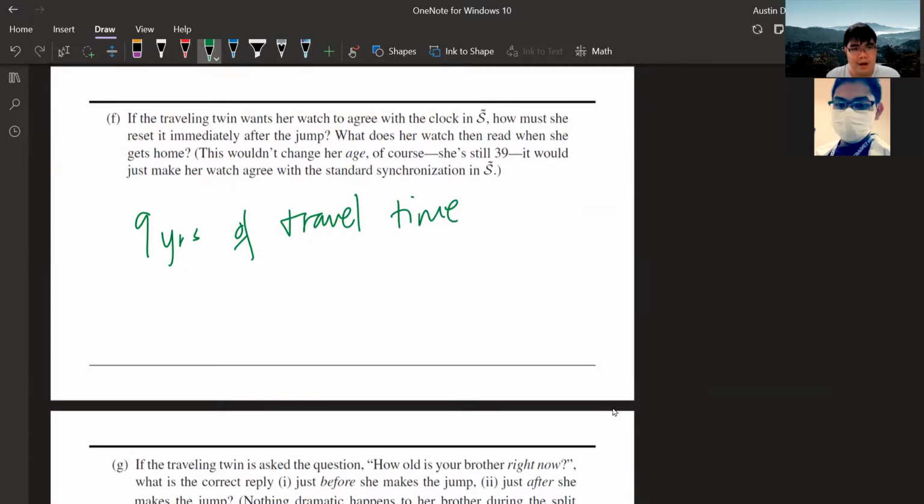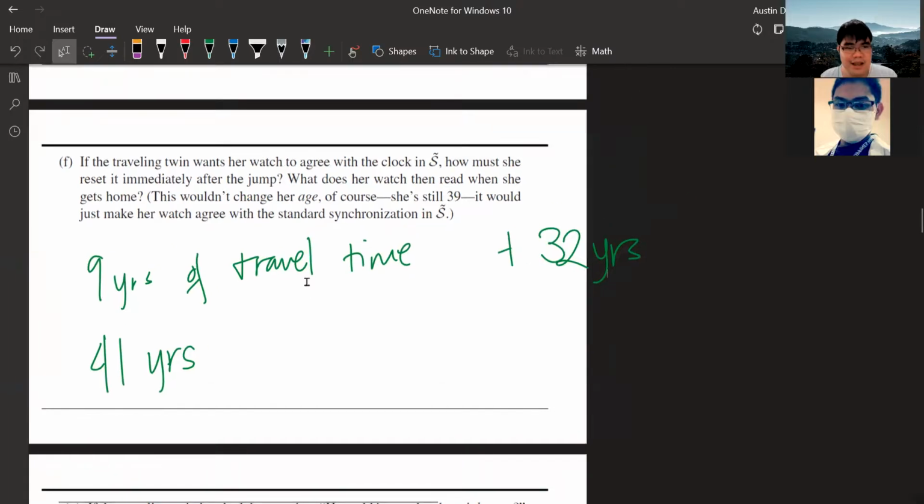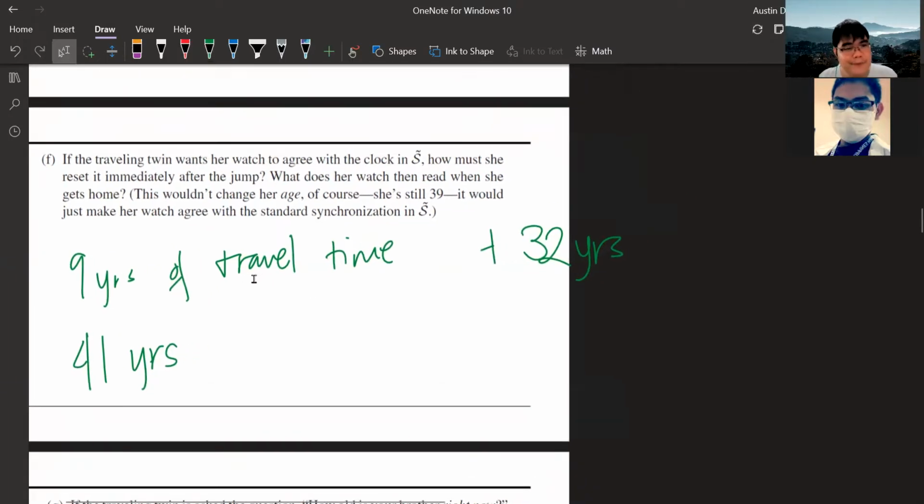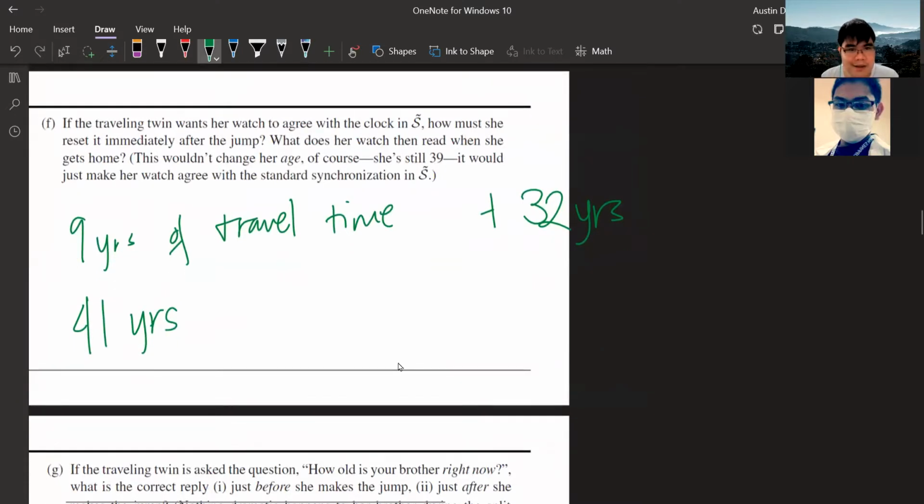Therefore, to make it up dun sa 41 years na oras dapat nung jump niya, yung legit na jump. What is legit, di ba? 41 years na nakalagay dun sa S tilde na orasan, dapat ang gagawin niya, dadagdagan niya yung oras niya ng 32 years. Okay? So, i-adjust niya ngayon yung orasan niya ng 32 years para pumantay doon sa 41 years na nakalagay doon sa orasan ng S tilde. Okay? So, pagdating niya sa bahay, that would be 41 plus 9 years. So, that's 50 years. Okay?